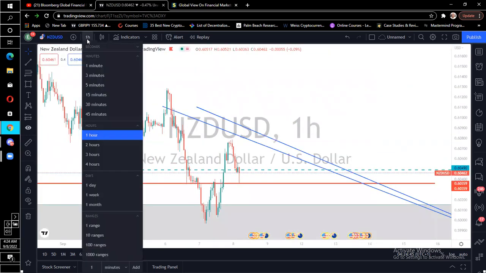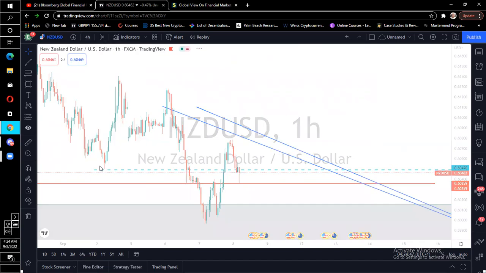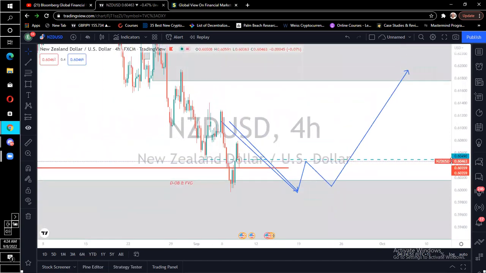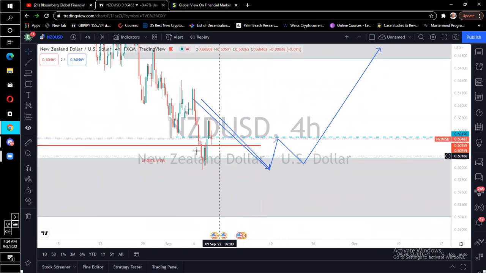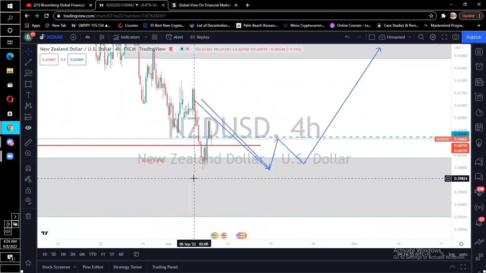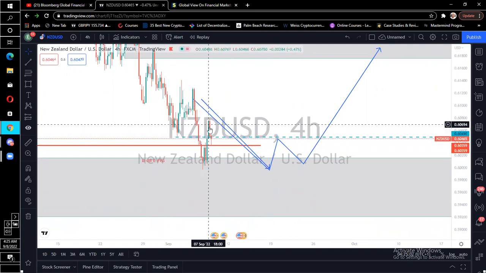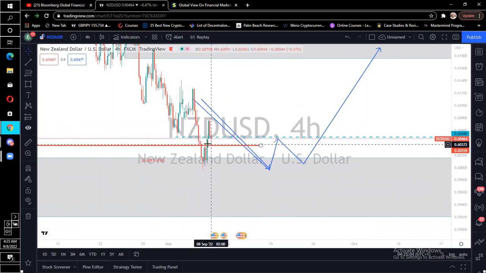NZDUSD. Yeah, perfectly. We analyzed that this was going to happen, and we got it right here. So it has entered this daily OB, then FVG. It has also traded into the particular FVG to come down, and got mitigated by the particular FVG.